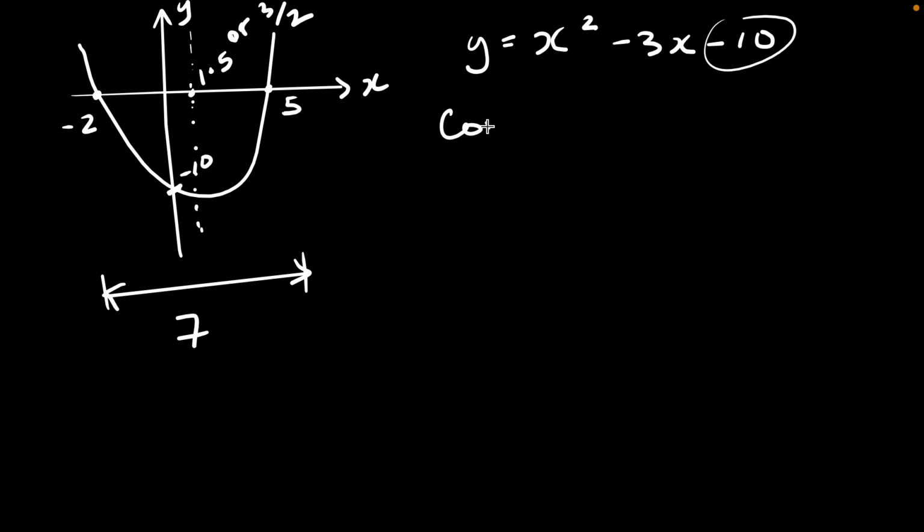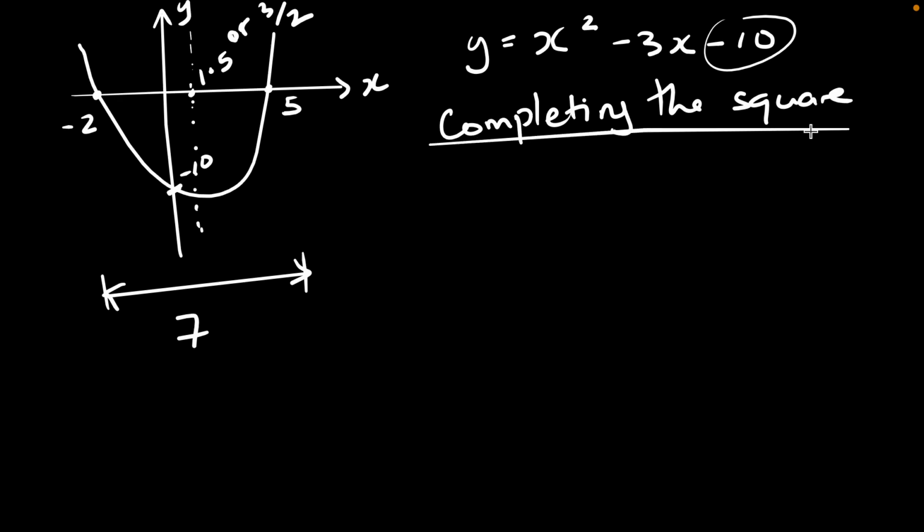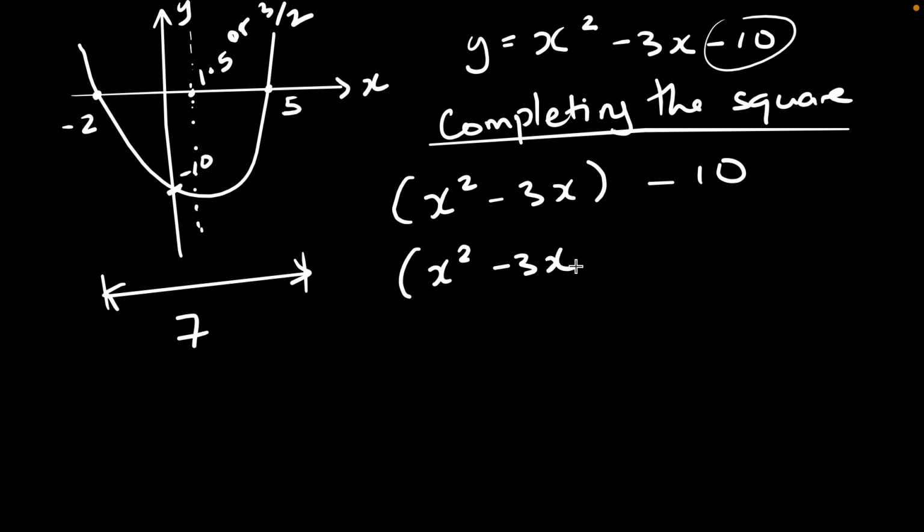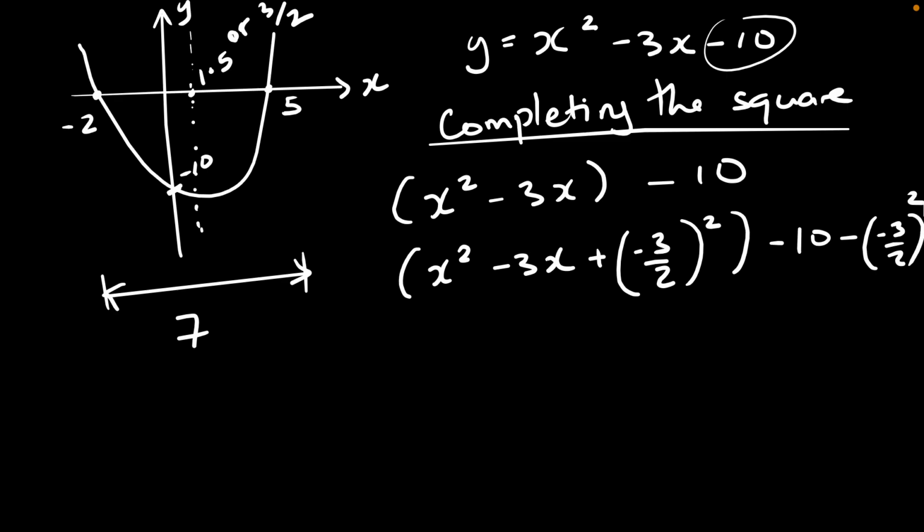I'm going to put completing the square. So we have our original here. I am separating out my terms in x minus 10. I am then going to make, as you know, a perfect square with what is here. So I'm going to take half of this. -3/2 all squared minus 10 minus that very same thing that I just added, right?